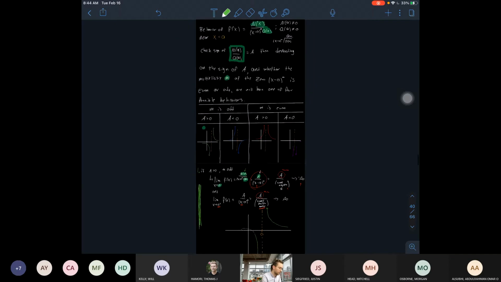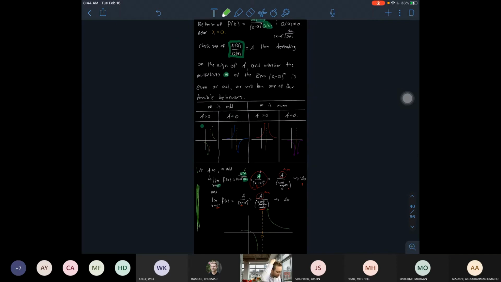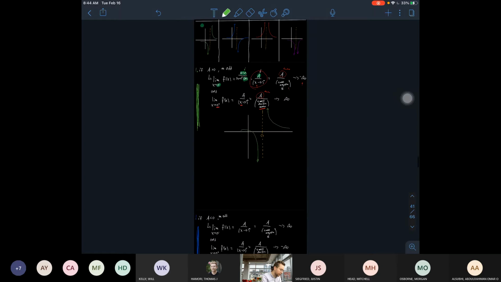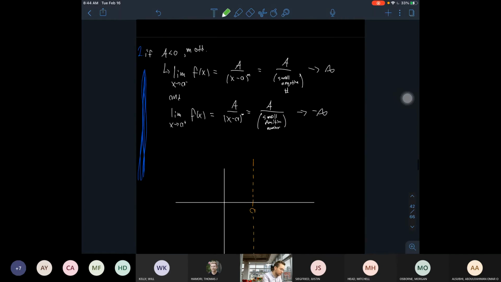Then I'm going to keep going here. So that's the basic process that we do for all of them. The next one I'm going to go through a little bit faster.